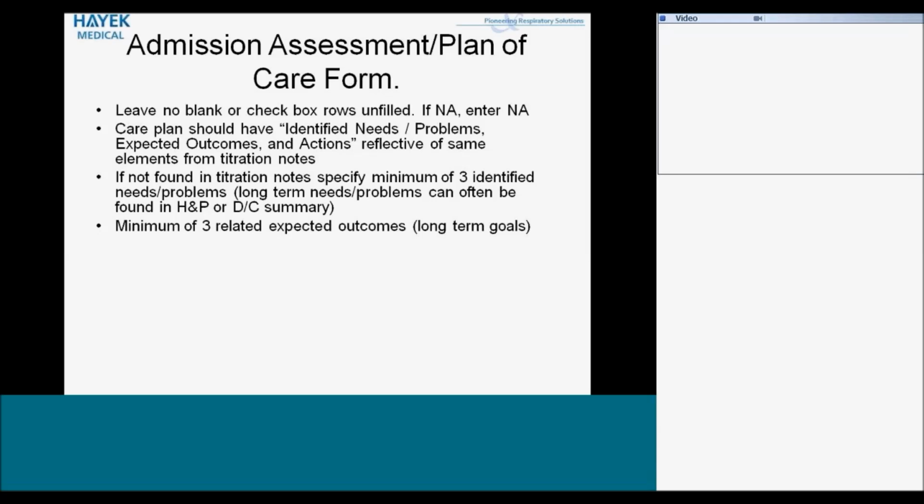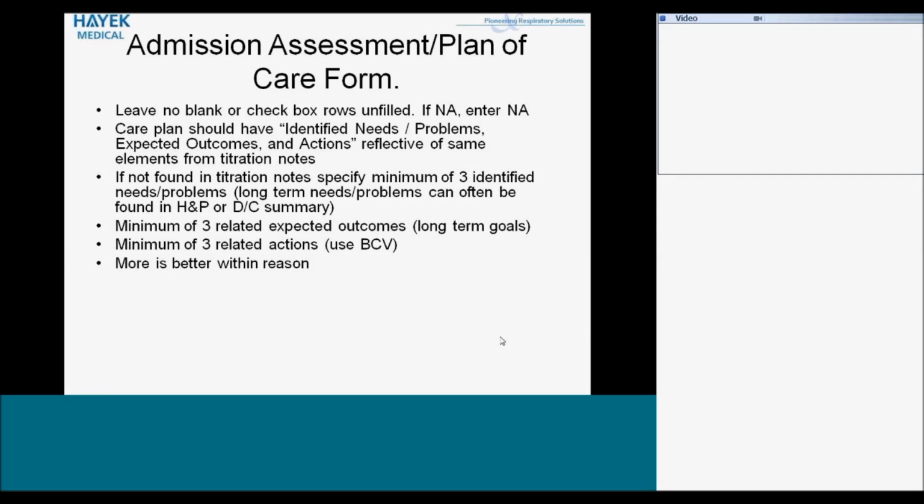Okay, and then relative to the problems that we identify, we want at least 3 goals or expected outcomes. These are long-term goals for the patient. And then relative to those 3 goals, we want 3 related actions. Again, that's going to basically be use BCV, whether it's for support or whether it's for secretion clearance and cough assist, to achieve the goals, again, relative to the problems that we've identified.